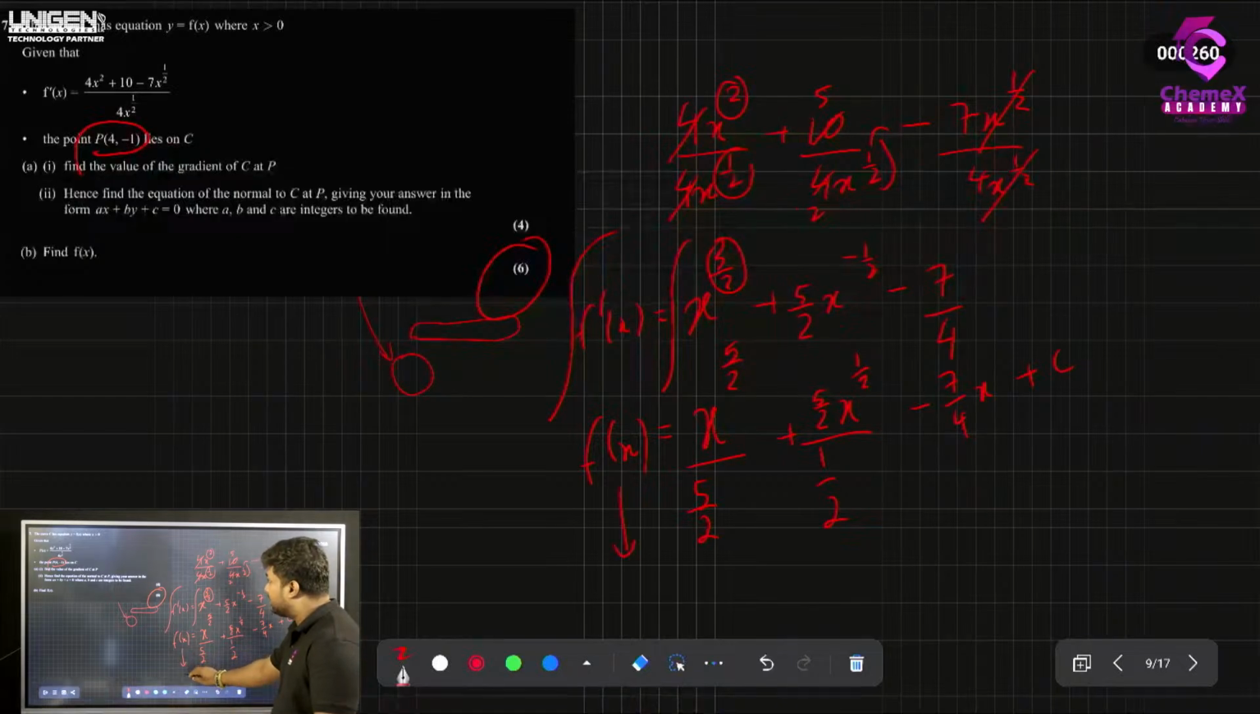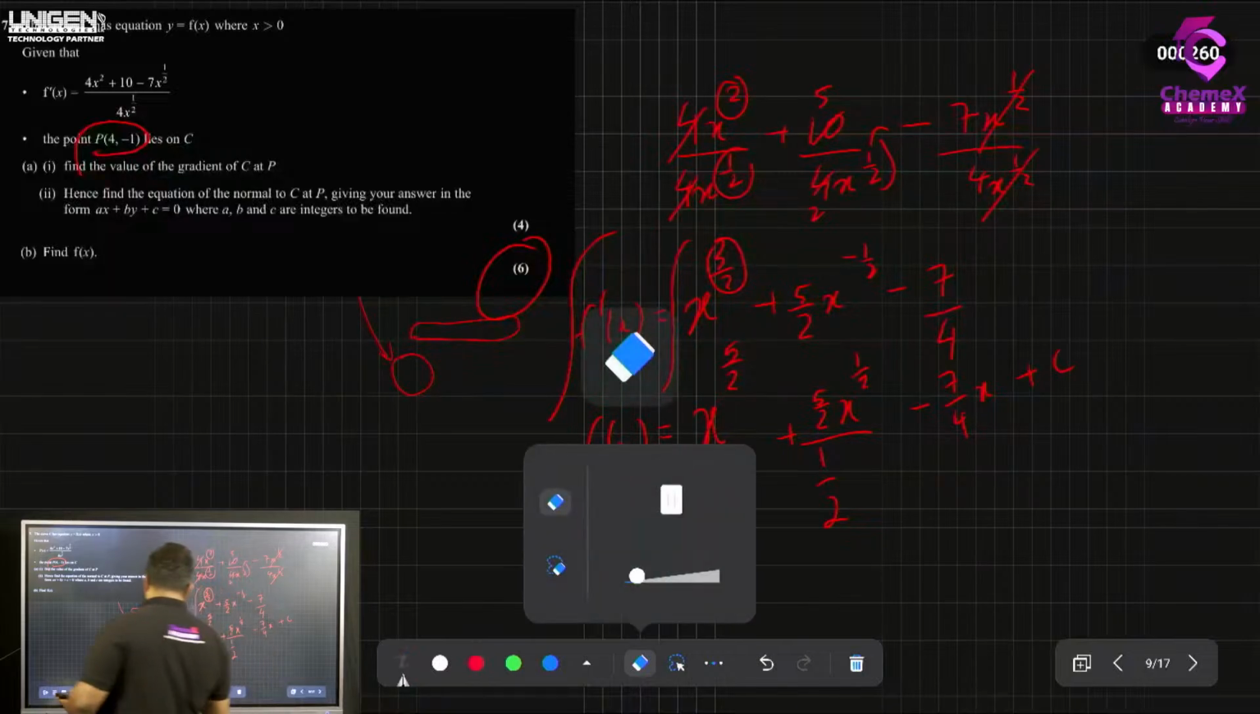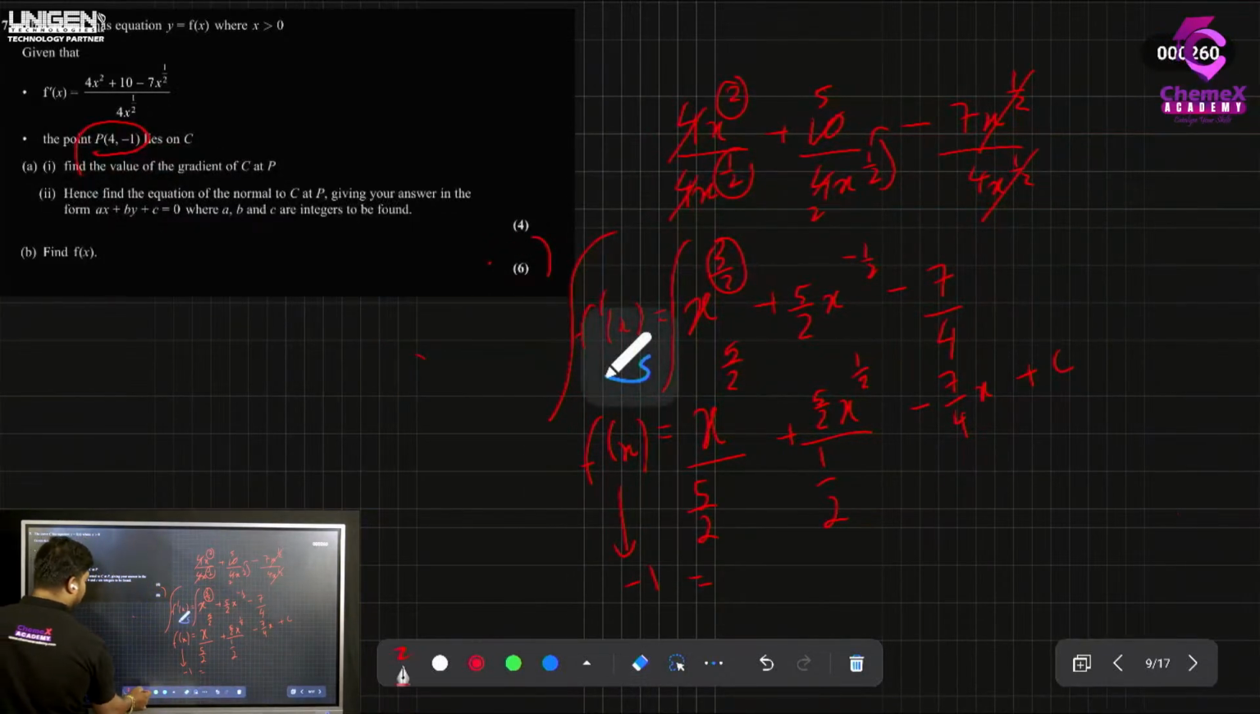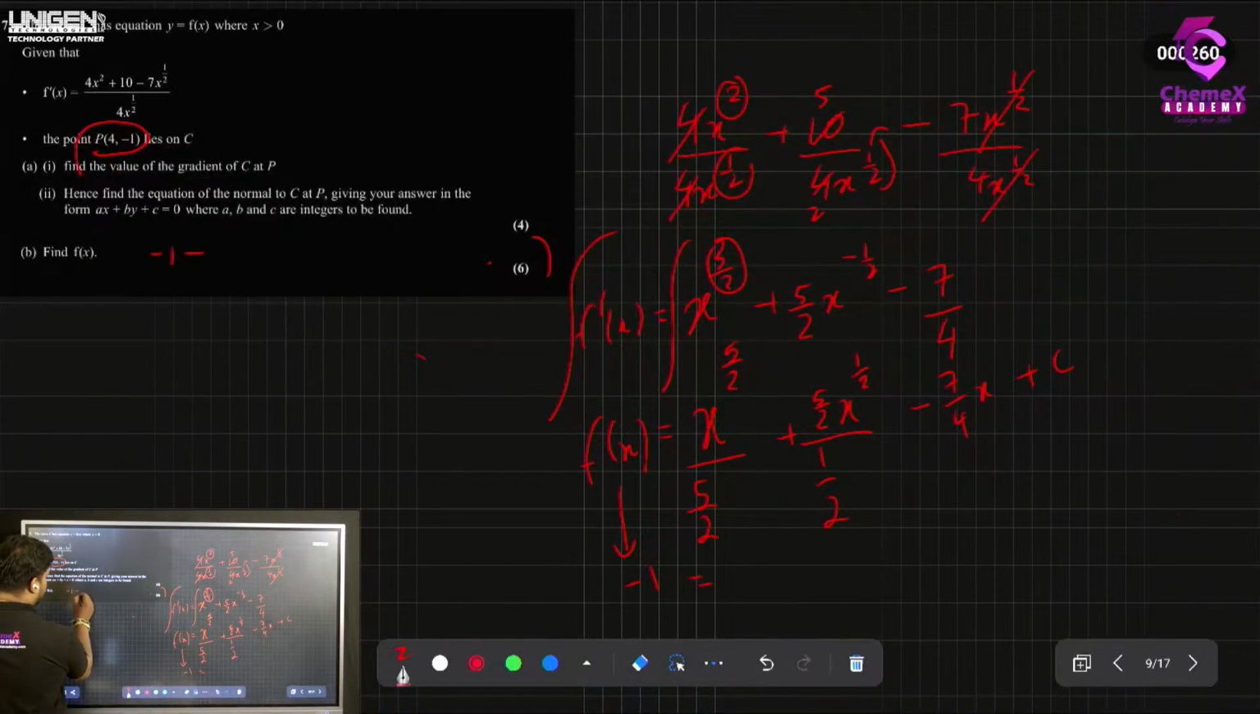Can you see the marks? The coordinate is given, so y is minus 1. So you have to simplify it much further. So how do you simplify it? You have to substitute the x and y, minus 1 and 4, to get the answer of c, in y equals mx plus c, that form.